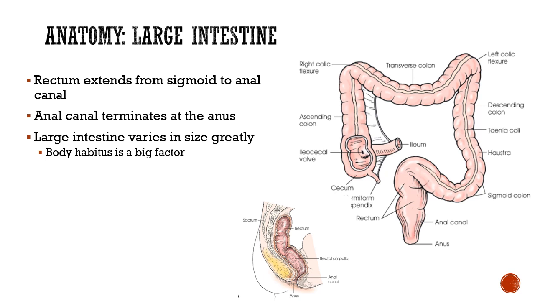The rectum extends from the sigmoid to the anal canal. So here's the rectum, there's the anal canal, and then it terminates at the anus. The large intestine varies greatly in size, and body habitus is a great factor.